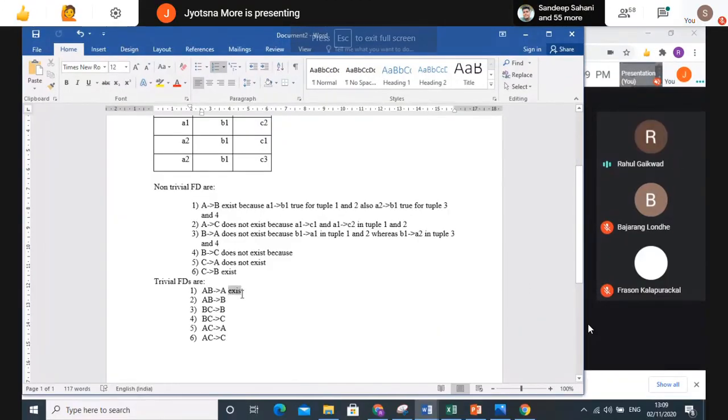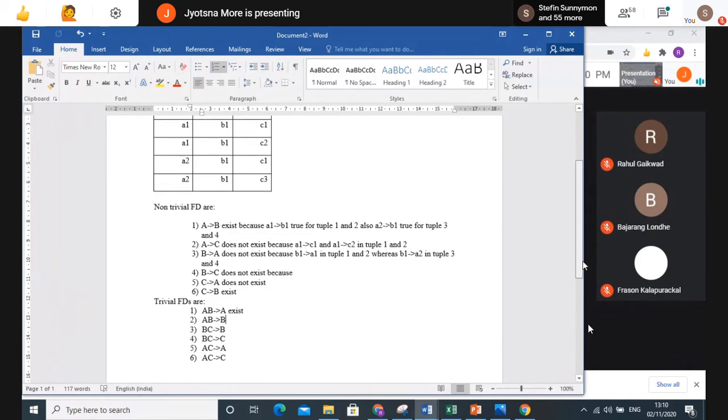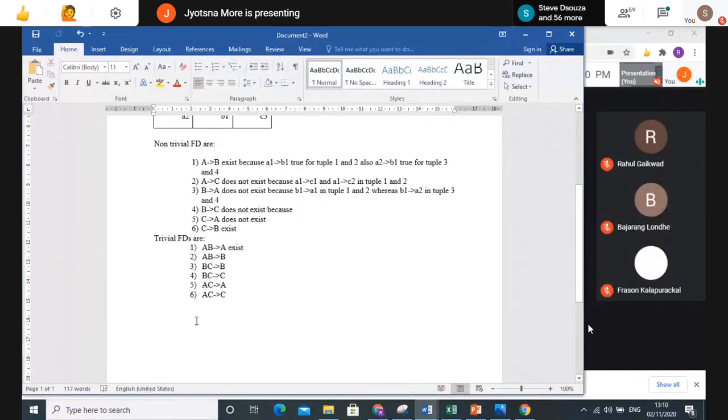Ma'am, is this possible, AB dependent C? AB determines C, right? Yeah, ma'am. AB determines C already. No, that is a trivial function. That is a functional dependency which is not trivial. One minute, I'll explain to you. Your question is correct, and your thinking is good. What you said? AB determines C, right?